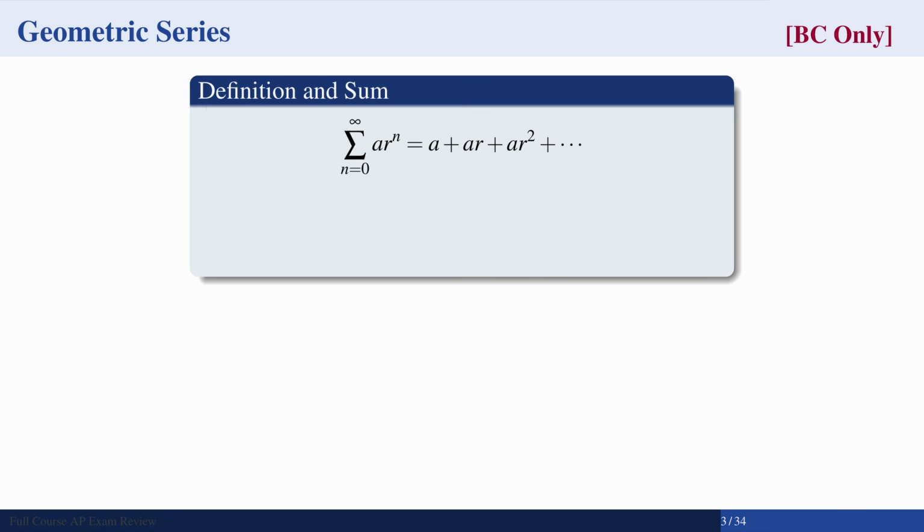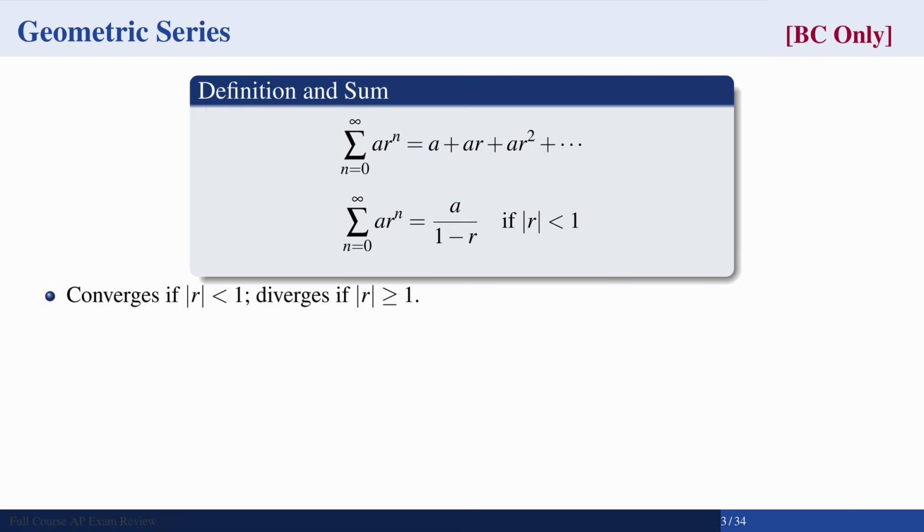forever. A geometric series will have a sum of what I usually say is the first over 1 minus the ratio, but here we have a over 1 minus r, provided that the absolute value of r is less than 1. So this will always converge if the absolute value of r is less than 1. It will always diverge if the absolute value of r is greater than or equal to 1, which means there's no point in testing the endpoints for convergence.